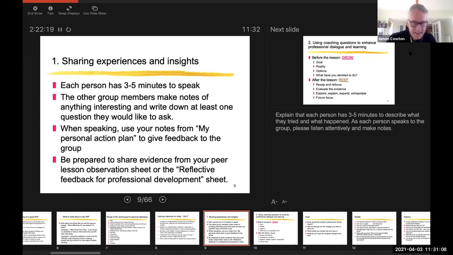And in its simplest form, the process goes like this. Where am I now? Where do I want to be next? What do I need to do to get there?